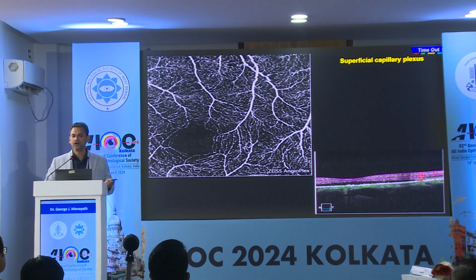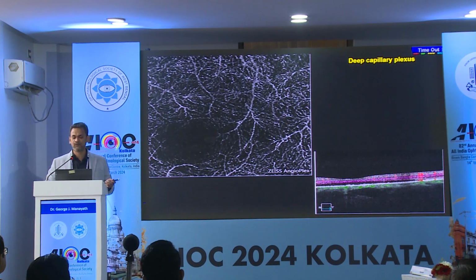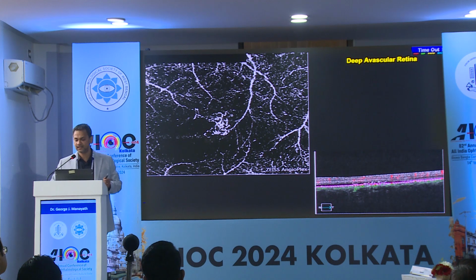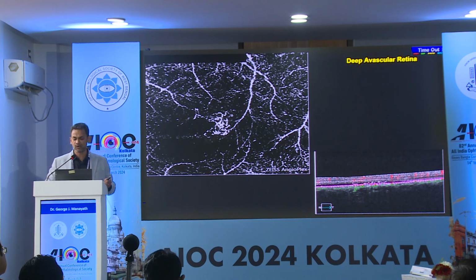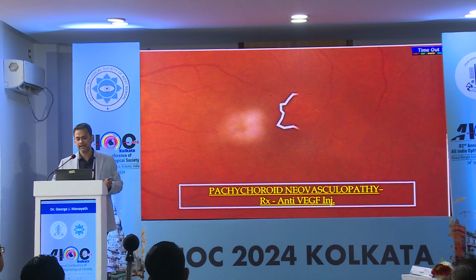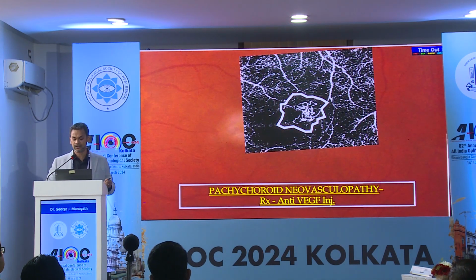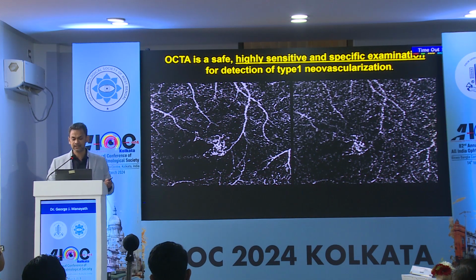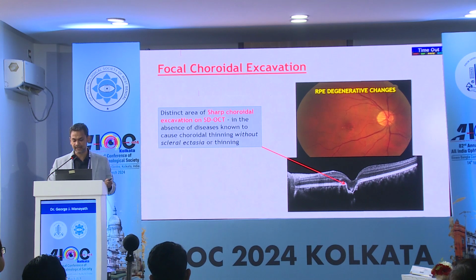And when you do OCTA, it is very sensitive and specific in picking up the deep avascular retina, a filamentous network suggesting pachyneovasculopathy in this setting, and it is not a chronic CSC. So it overlies the area of flat or shallow irregular PED, giving a diagnosis of pachyneovasculopathy, needing not PDT but anti-VEGF therapy with fewer number of injections. So OCTA is highly sensitive and specific for this indication.